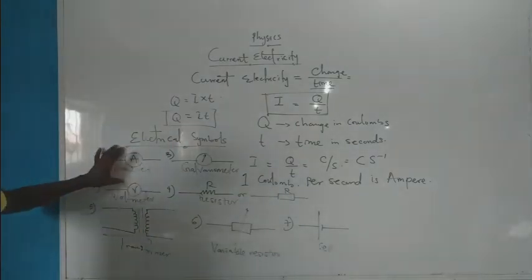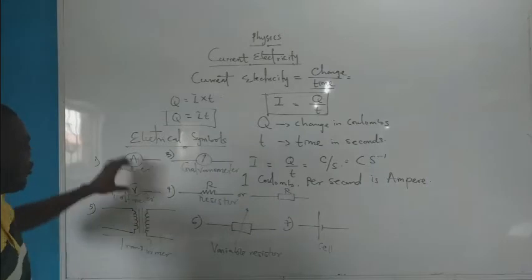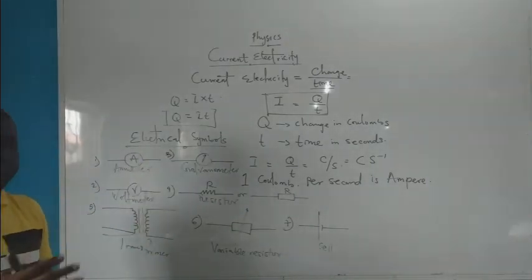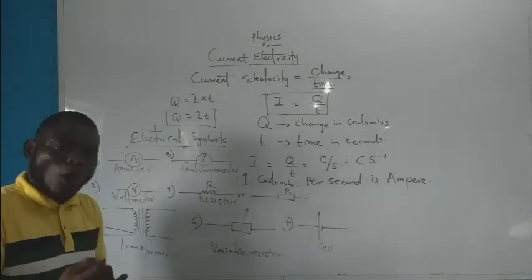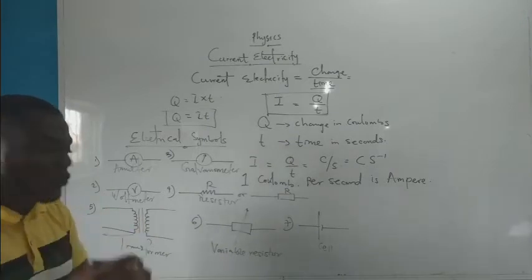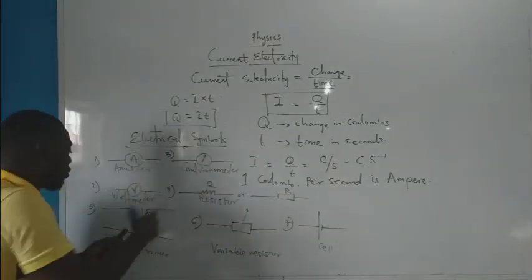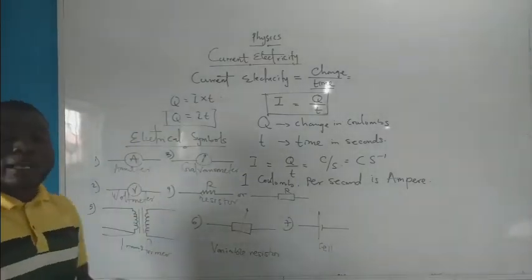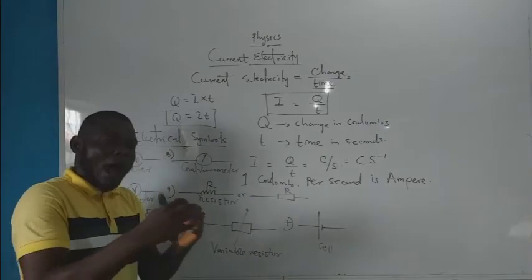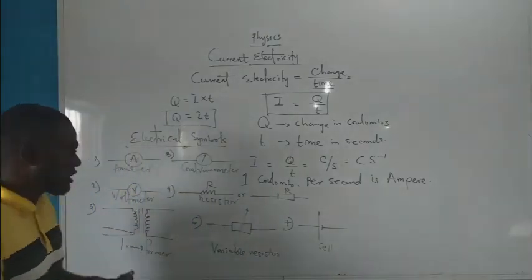What do we mean by ammeter? An ammeter is an instrument used to measure current. A galvanometer is an instrument used to detect small currents in a circuit. That's the difference between the two. A voltmeter is an instrument used to measure voltage. A resistor is the amount of opposition offered to the flow of current in an electric circuit.